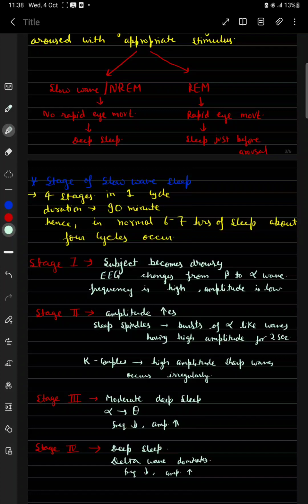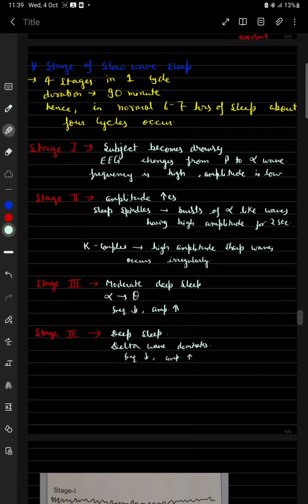So here the wave is beta, and in this stage beta waves will be converted into alpha waves. Frequency is high. We know the beta waves have maximum frequency. Amplitude is low. Stage 2, when alpha waves start occurring, amplitude increases, frequency decreases. Sleep spindles come. What are sleep spindles? These are the bursts of alpha-like waves having high amplitude for 2 seconds. K complexes. K complexes are irregularly occurring high amplitude sharp waves.